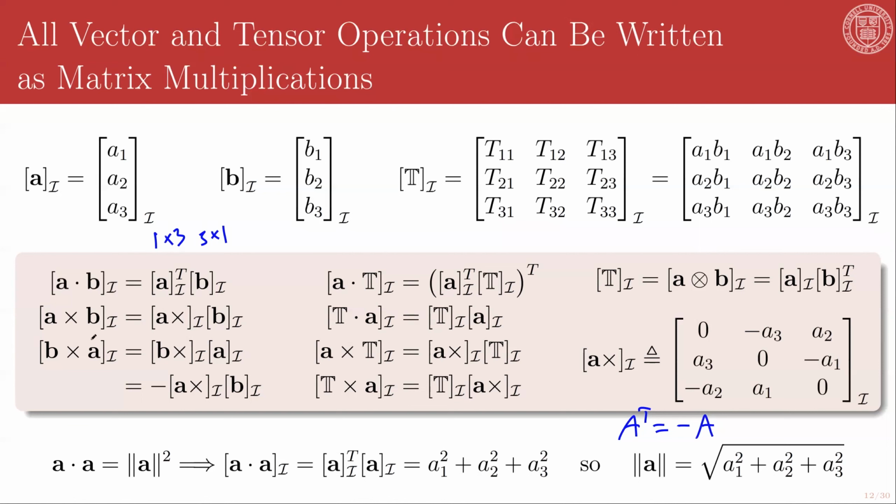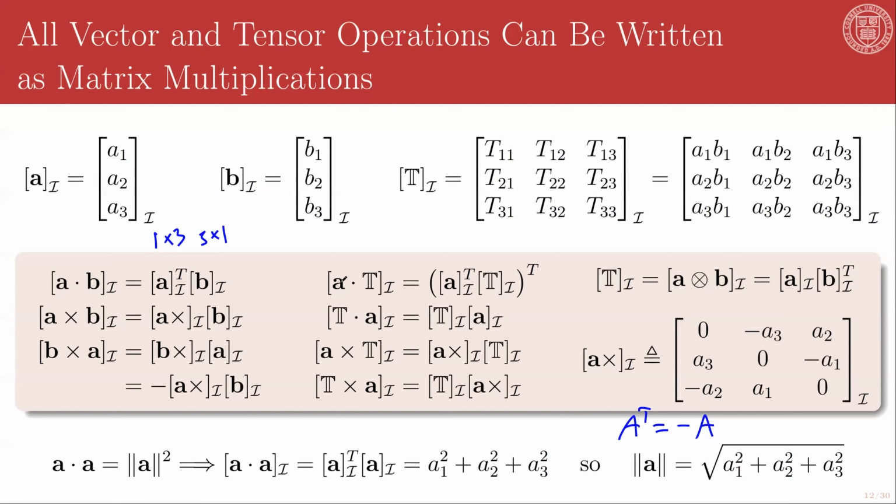The quantity A cross B, its components in frame I, will be given by the matrix multiplication of the skew symmetric cross product equivalent matrix of A, which is a 3 by 3 matrix, times just the normal representation of B. 3 by 3 times 3 by 1 gives you 3 by 1, and you get back a vector as expected. It's anti-commutative, and so the same thing will happen if I switch the ordering, and it'll be the same as negative A cross B.